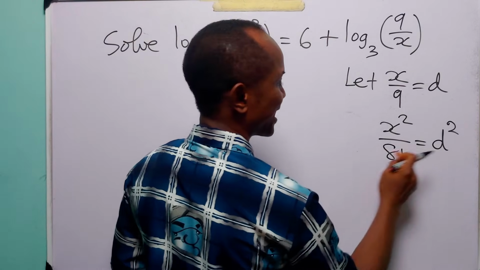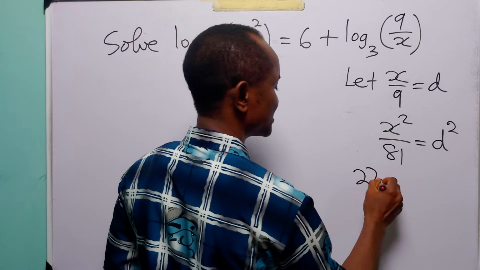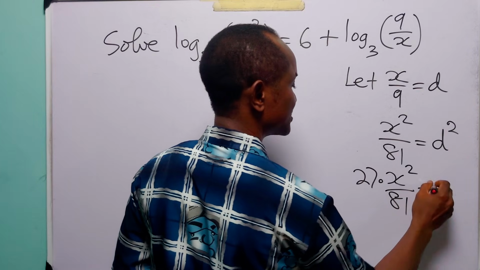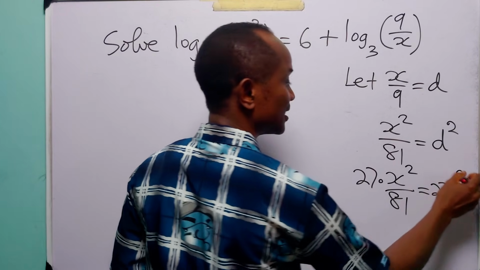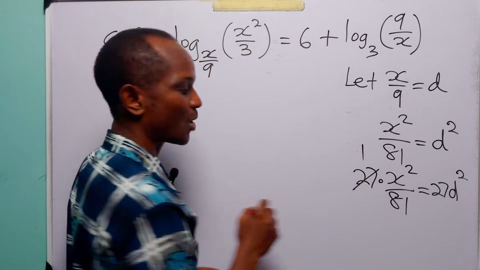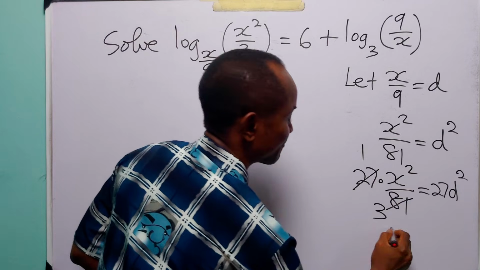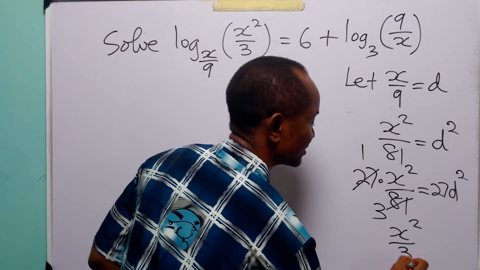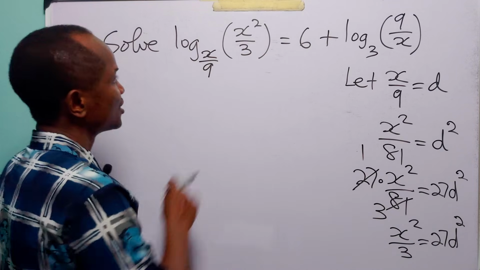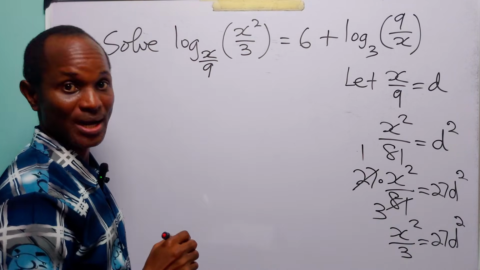Notice that if we multiply both sides of this equation by 27, we have that 27 times x squared over 81 is equal to 27d squared. Of course, you know that 27 into itself is 1 and into 81 is 3. So that means that x squared over 3 is equal to 27d squared. So we can replace this with 27d squared.